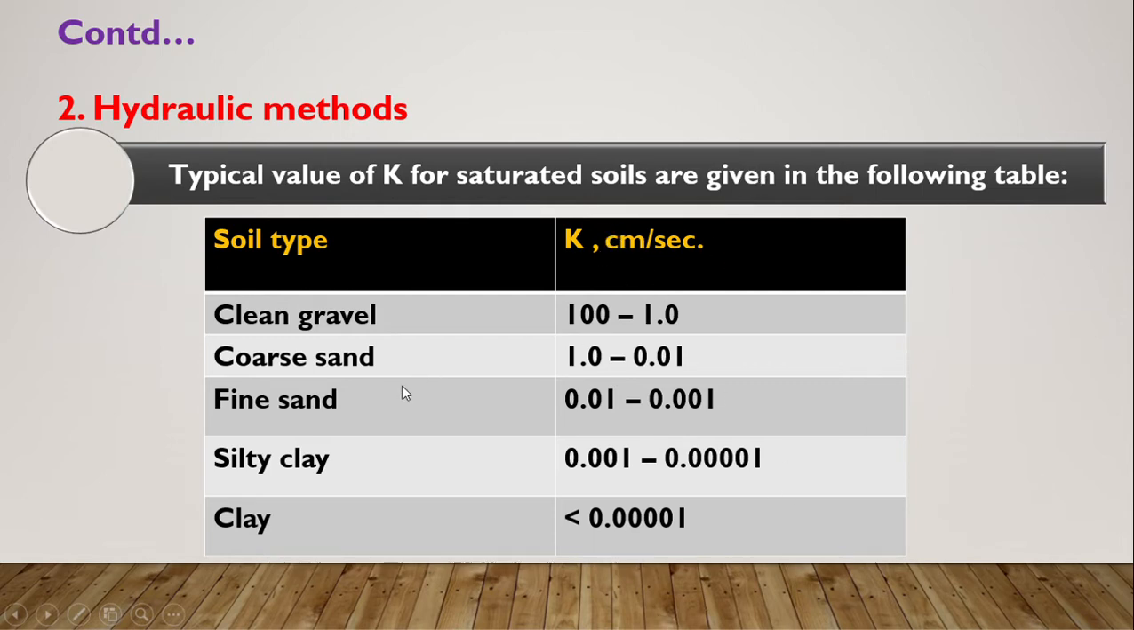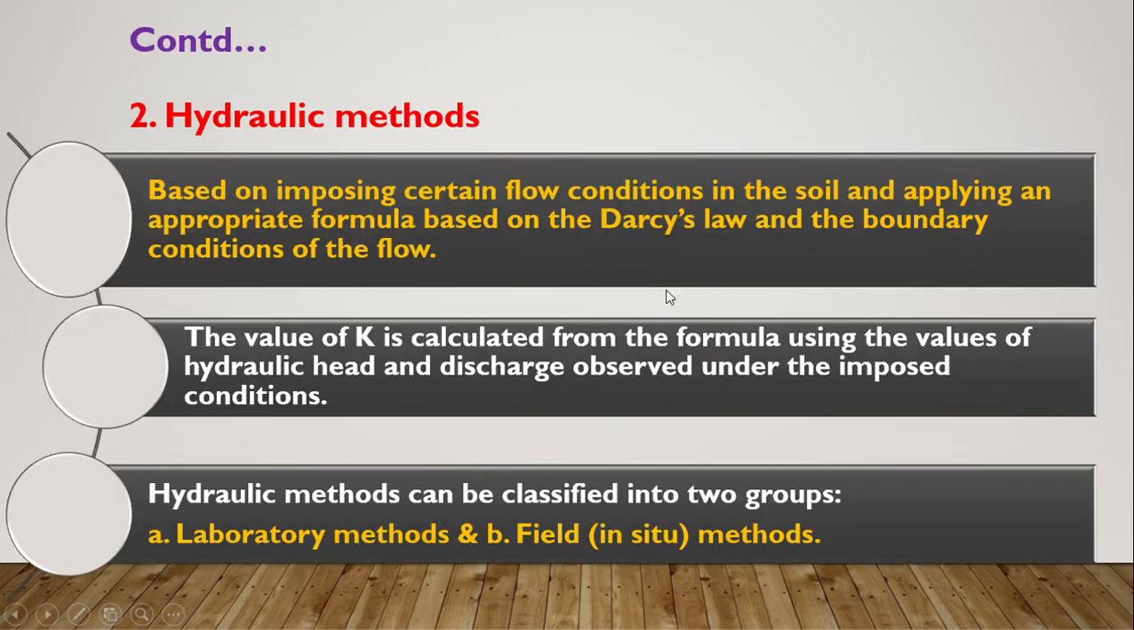For clay, it will be very low, less than 0.0001 centimeter per second. So for clay the hydraulic conductivity will be very low, and for large sized particles or coarse textured soil the K value will be higher. So this is about the K values, and we will move on to each of the methods.